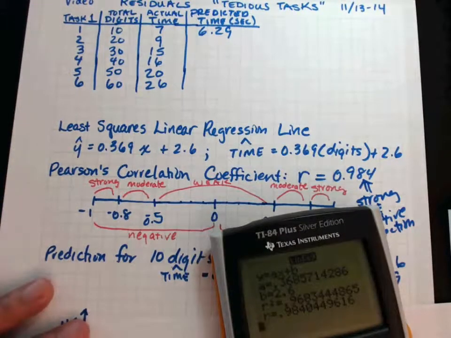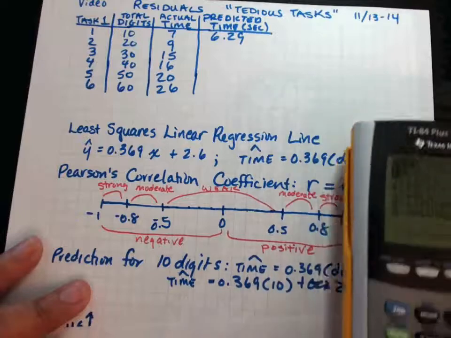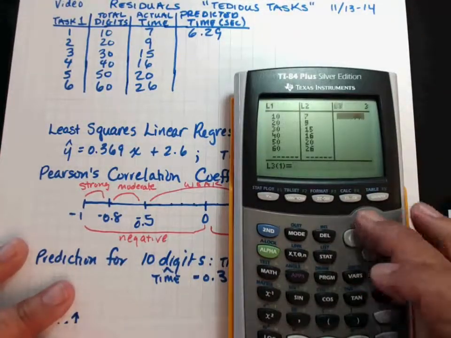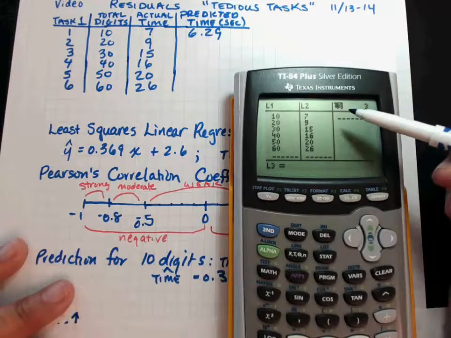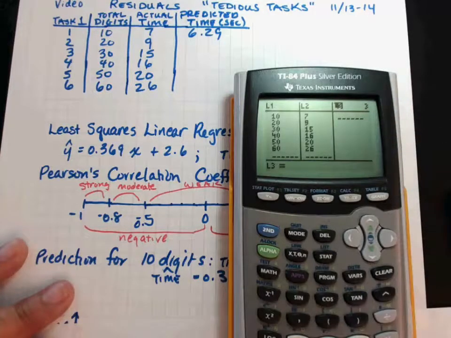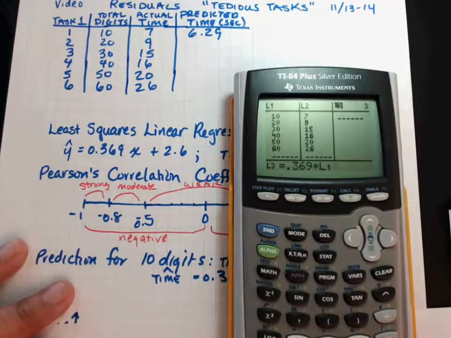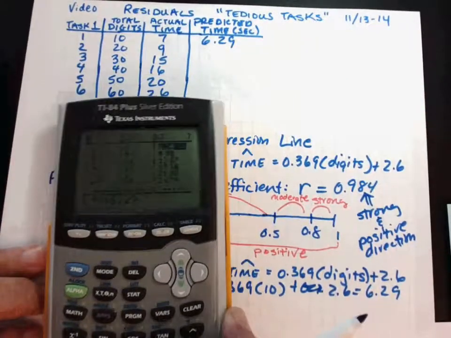Now I can go ahead and enter 10, 20, 30, 40, 50, and 60 and do all my predictions for that. Here's a cool thing you can do though. Since I know my model here, I can actually go into my data. I'm going to create a third list for my prediction. You go all the way up, where this is black, and you put down, this list will be 0.369, and what do I have to multiply it by? The digits. Digits is in list 1. So I'm going to say times list 1 plus 2.6. And look at that. I have all my predicted values.